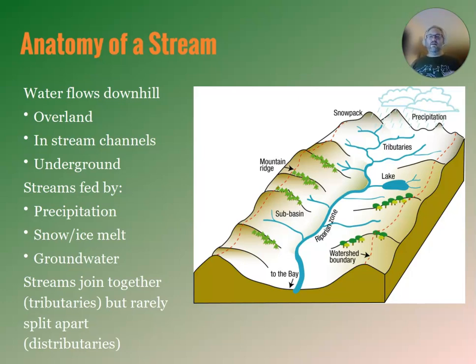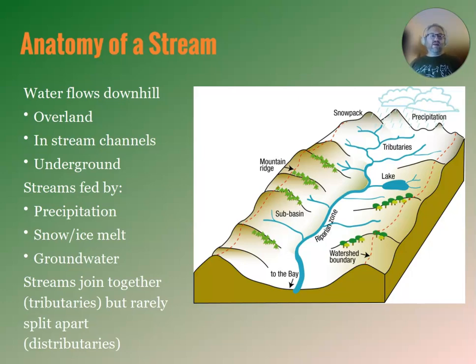And it's flowing downhill over land, so just across the ground. It's flowing in stream channels. So when you get enough surface water together in one spot, it's going to form a semi-permanent or permanent stream. And it's also flowing underground. So we have the movement of water underground that's still going downhill. It's still flowing downward. It's just doing it beneath the surface.